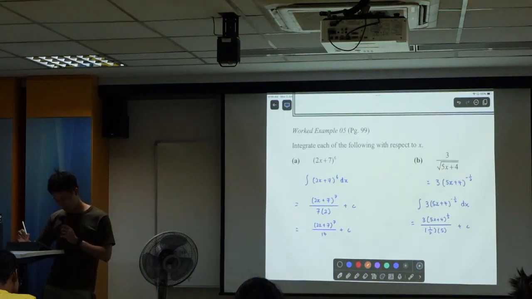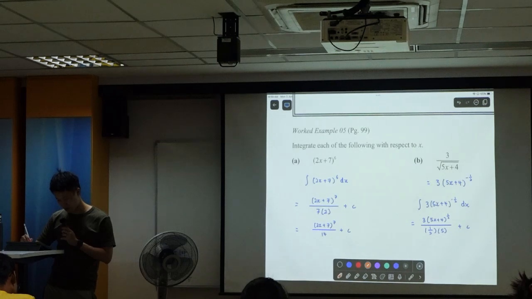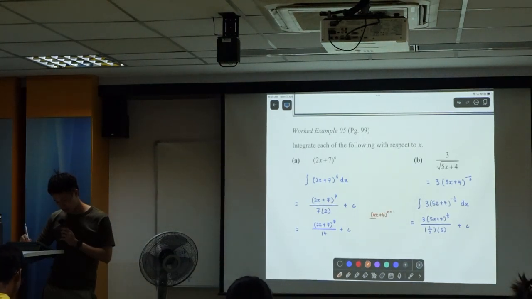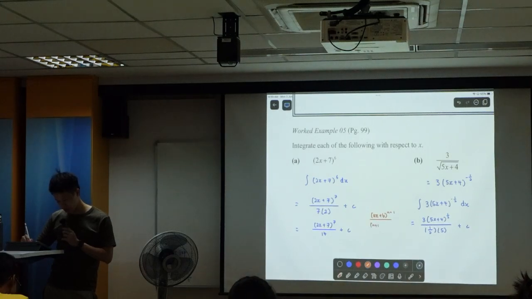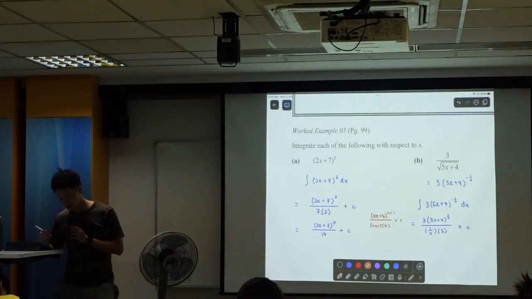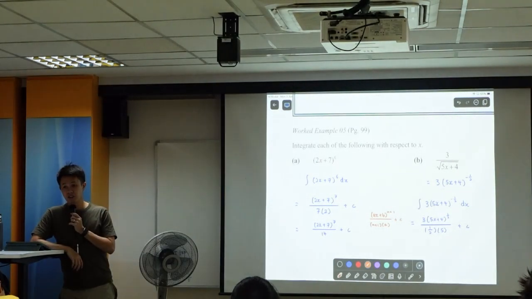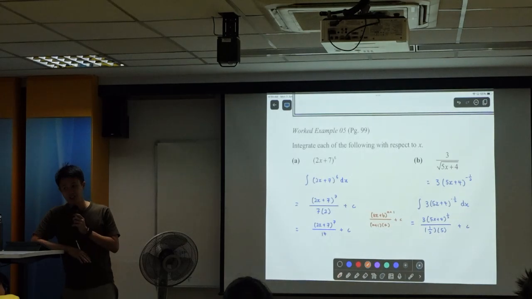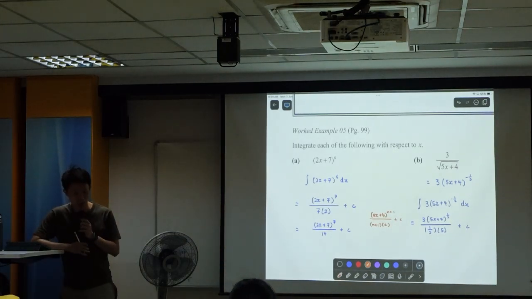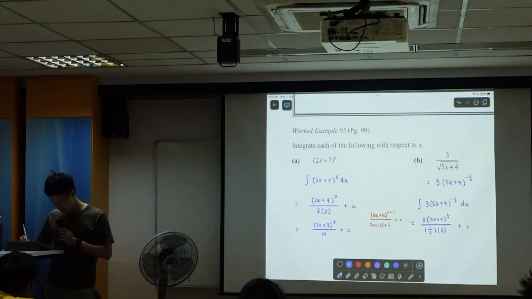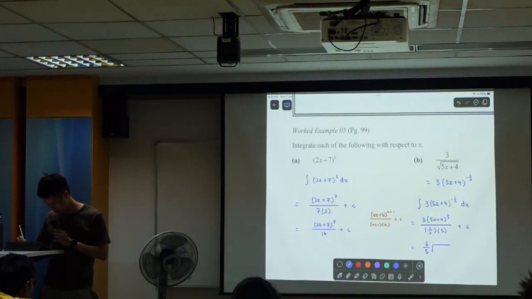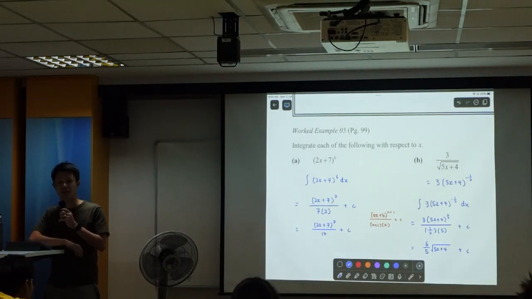What I want you to take note of here is that I'm using the formula, (ax plus b) to the power of n plus 1 divided by (n plus 1) times a, plus c. I want you to be able to see this connection here. Now from here, you have to make your simplification. You must know how to do it. This is simply 6 over 5 times the square root of 5x plus 4, plus c. It becomes a positive power already.